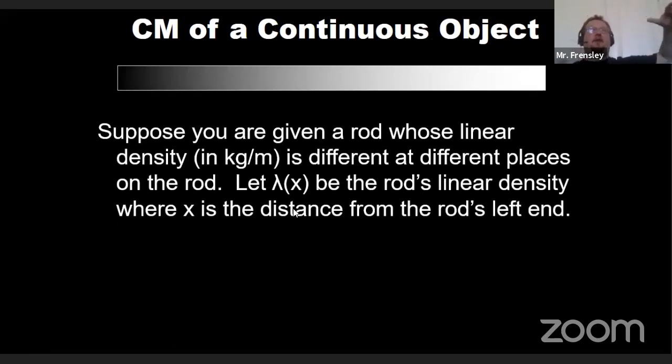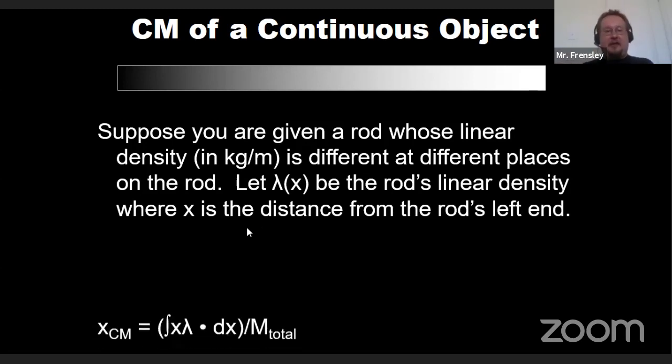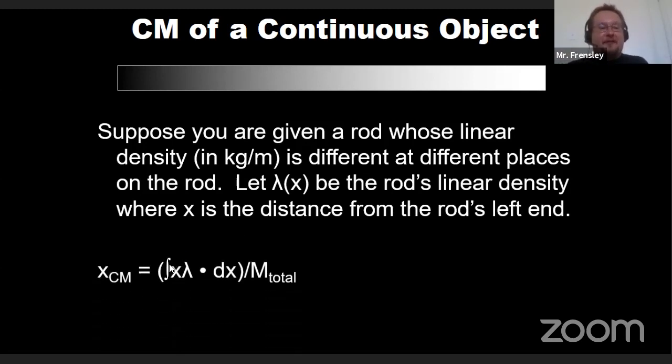So suppose instead you're given a single object, but its density is different in different places. I'm trying to show that here with the black and the white and how it fades, like the density is changing. Let's let lambda be the rod's linear density. That would mean it's measured in kilograms per meter, not kilograms per volume like a volume density is. We call this a linear density. So what if you want to find the center of mass of this? Well, instead of summing up each mass times its position, you integrate x times the density dx.